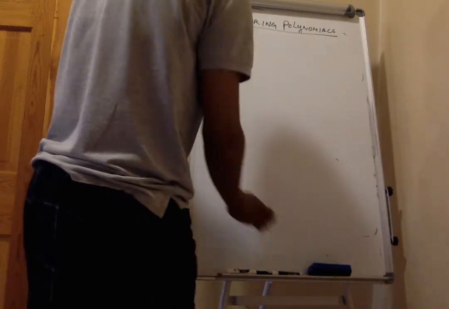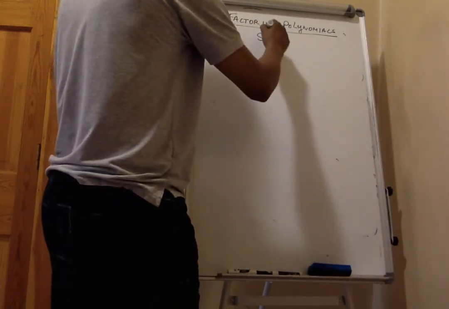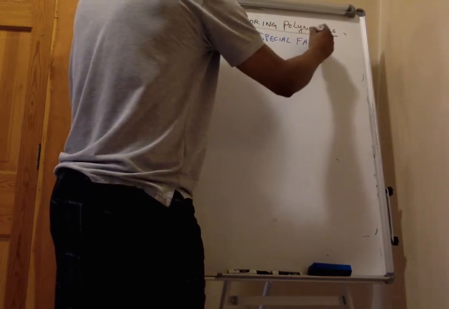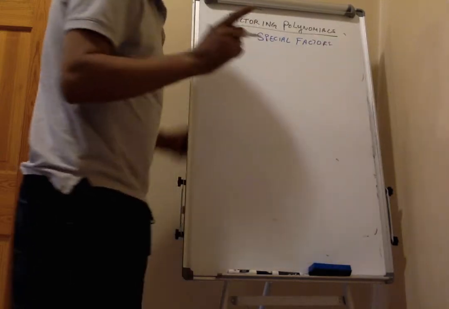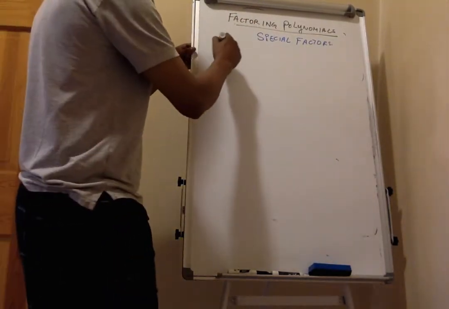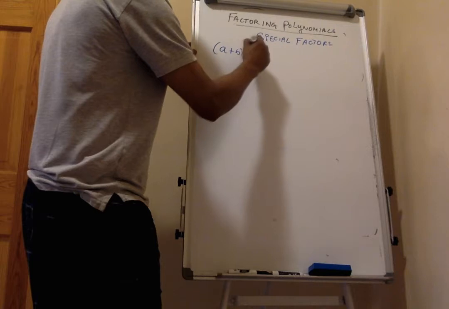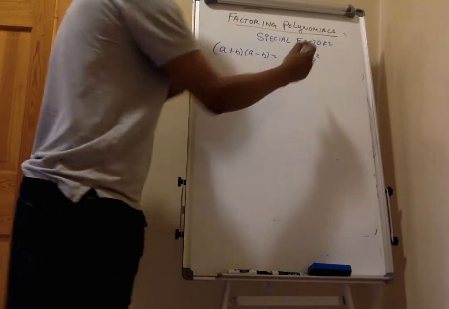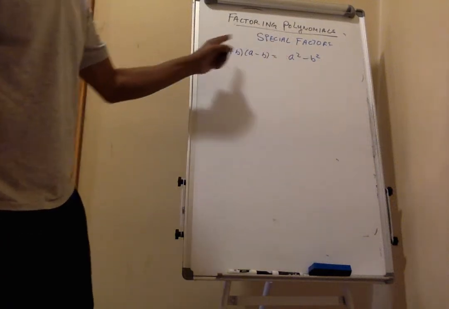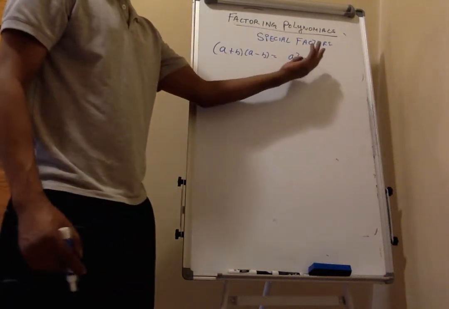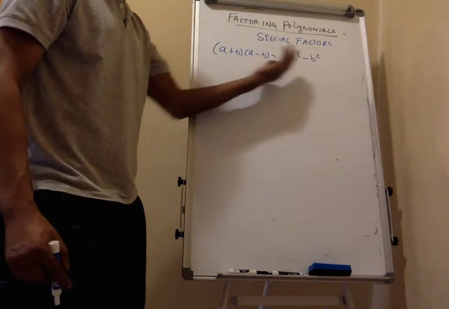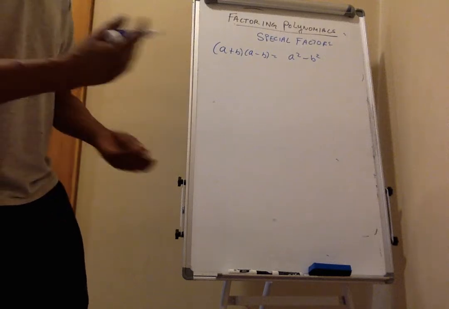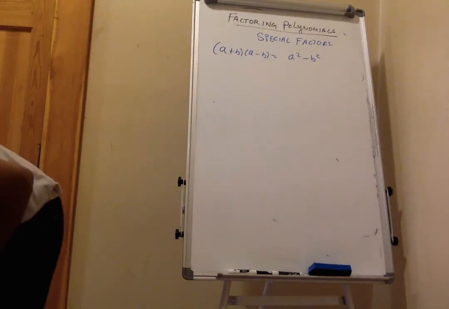Now, special factors. You remember when we were talking about a plus b times a minus b, that is a squared minus b squared. It is a product. If I want to factor this, then I have to go back, meaning what? The two factors of a squared minus b squared are a plus b and a minus b. So that's what we are doing. We are going backwards from what we did earlier.